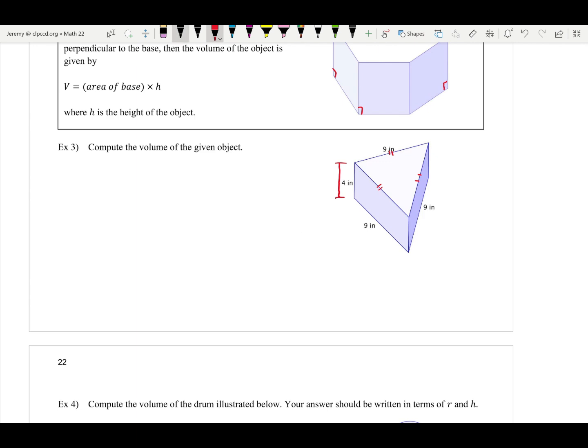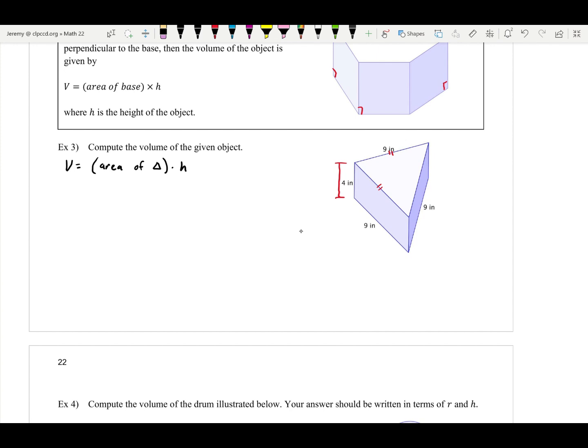So to find the volume of this, the volume is just going to be the area of the base, which is that triangle, times the height, which is 4 inches. So the hard part of this problem is just finding the area of that triangle. So how do we want to do it? It's a 9 by 9 by 9 triangle. Since it's not a right triangle, I can't just jump into 1/2 base times height.